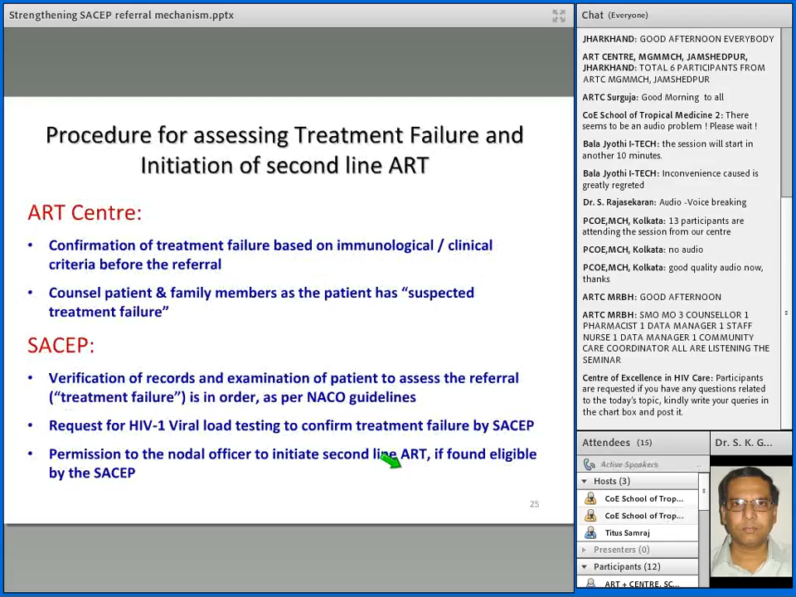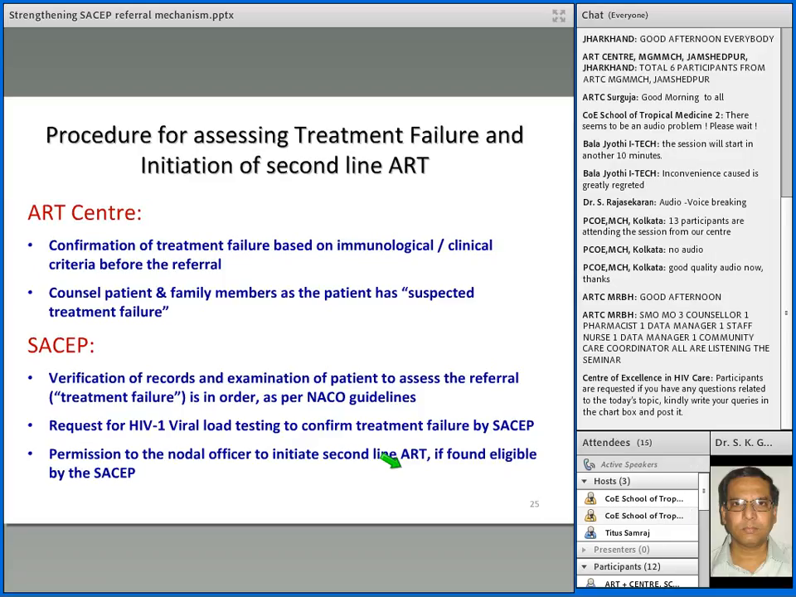So coming to the process, this is important: how to suspect and assess treatment failure and initiate second line therapy. At the ART center level, confirmation of treatment failure is based on immunological and clinical criteria before the referral. So this is important, and counsel the patient and family members as the patient has suspected treatment failure.